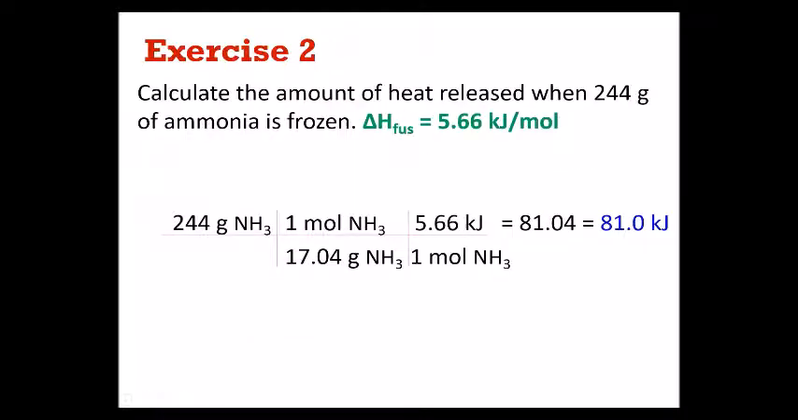So here's the more cleaned up version. I definitely should have written the word released here. Or like I said before, you could put in the negative 81 kilojoules. That would also be acceptable. That's one way of doing the phase changes.